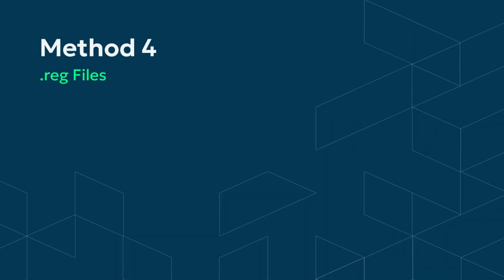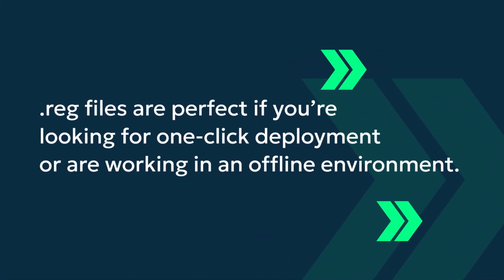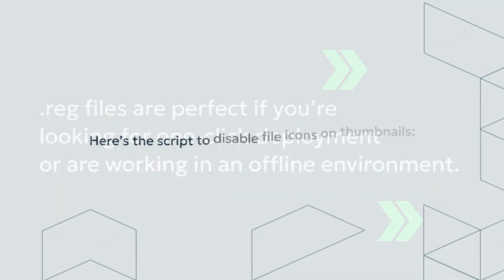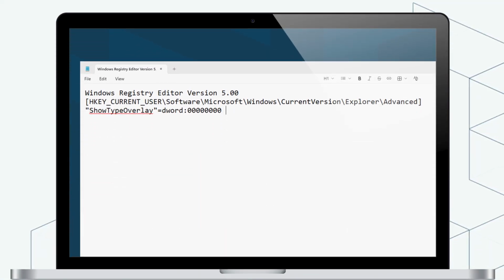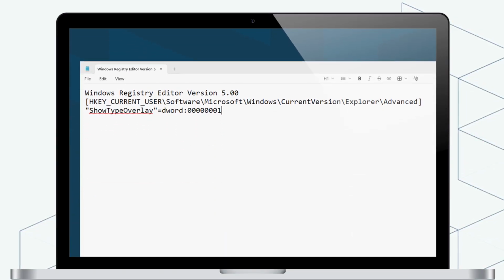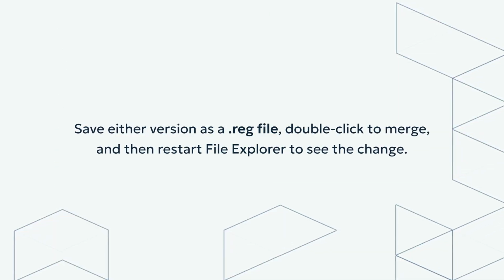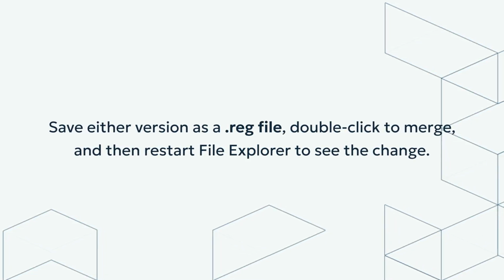Method 4. .reg files. .reg files are perfect if you're looking for one-click deployment or are working in an offline environment. Here's the script to disable file icons on thumbnails. To enable file icons, use this one. Save either version as a .reg file, double-click to merge, and then restart File Explorer to see the change.